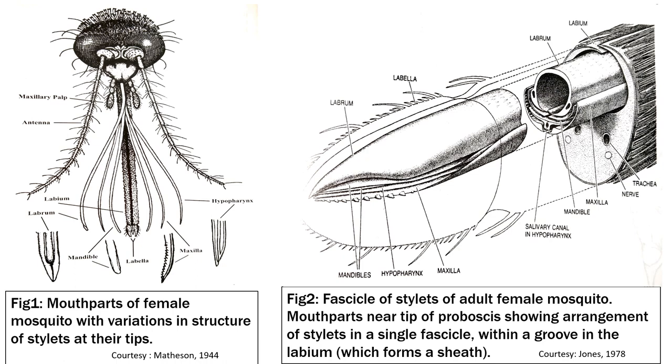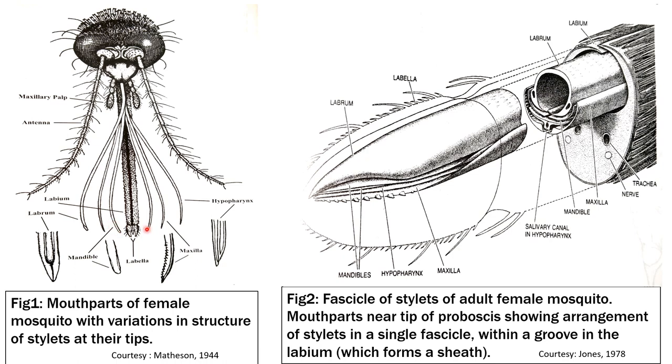Figure 1 shows female mosquito mouth parts with variation in structure of stylets at their tips. In this figure, you can see this is the labium that forms the sheath of the proboscis. At the tip of the labium, it bears two labella and one median short ligula.